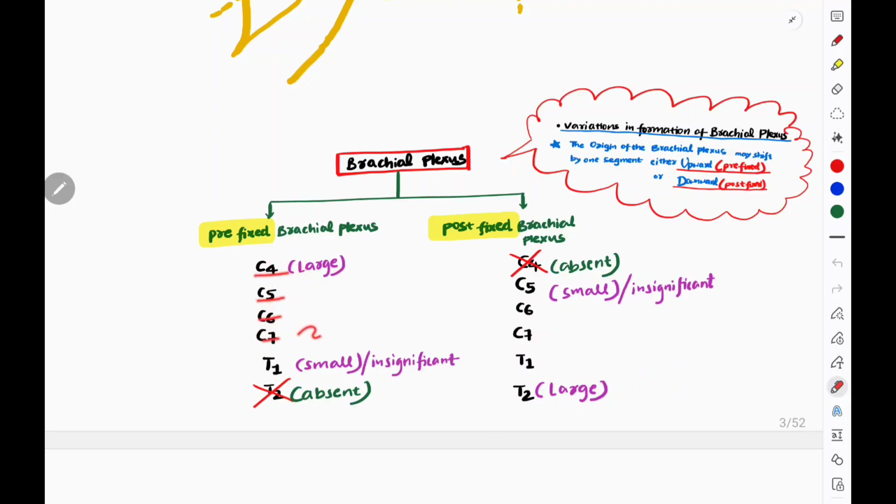C4, C5, C6, C7 and T1. So T2 is absent in the prefixed. In the post-fixed brachial plexus, C4 is completely absent. That means it shifted downwards. That is, C5, C6, C7, T1 and T2 contribute, and T2's contribution is large. So these two types of brachial plexus can be seen in any individual. See the variation in formation of the brachial plexus: the origin may shift one segment either upward, that is prefixed, or downward, that is post-fixed.